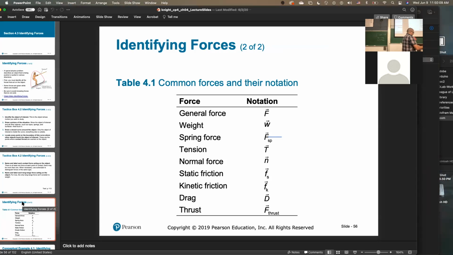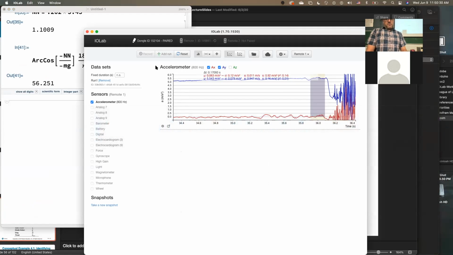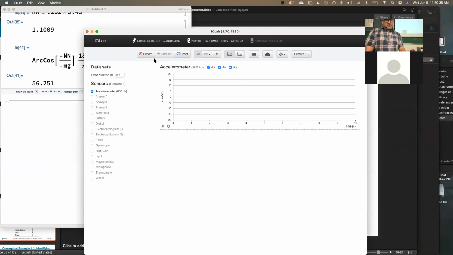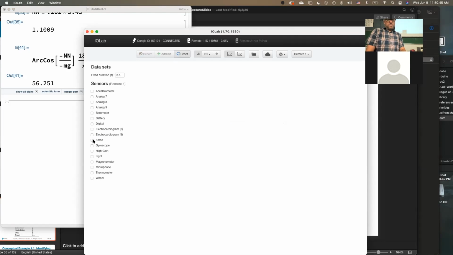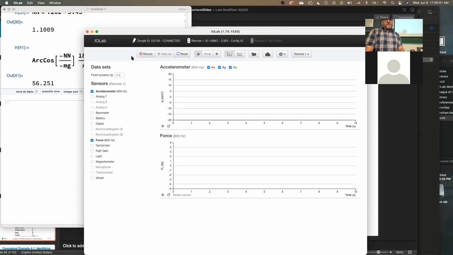If you don't believe me, maybe you don't believe me. That's fine. I have a sensor here, so we can measure the force. All right, so I'm gonna turn on my force sensor. I think I'm sharing the whole screen. There we go. All right, so I'm gonna reset this. Turn it on. And then I'm gonna go down here to force. And here's my acceleration.